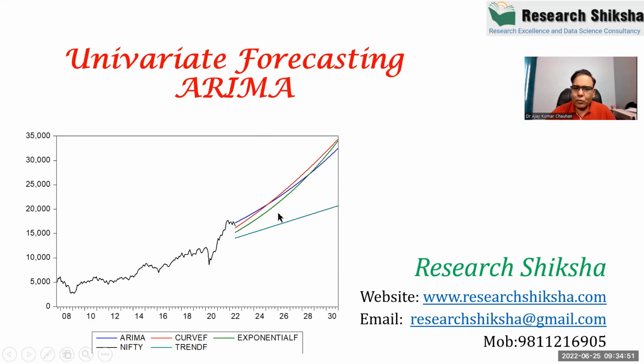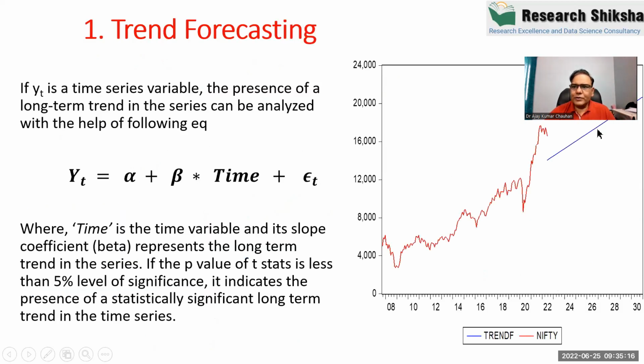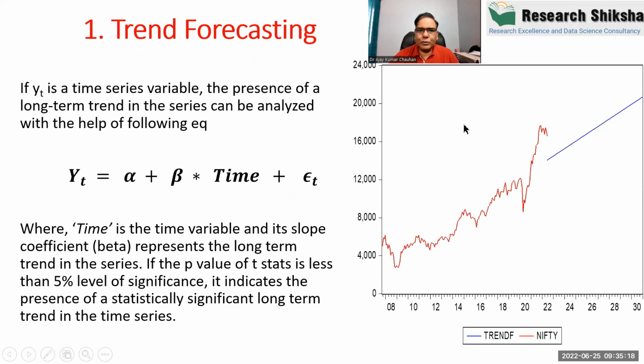And you can see there are 4 types of forecasting. This is trend forecasting. And these 3 are curvilinear forecasting, exponential forecasting, and the ARIMA forecasting. So let's do one by one. These are the broad topics that we will discuss in today's session. The first type of forecasting that I'm going to show you is trend forecasting.